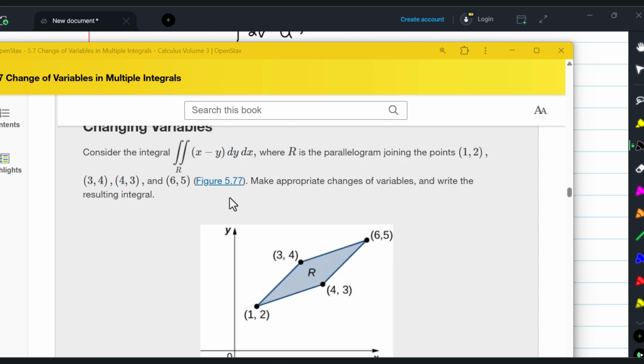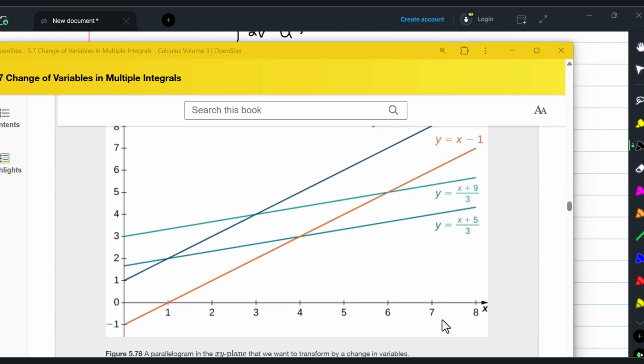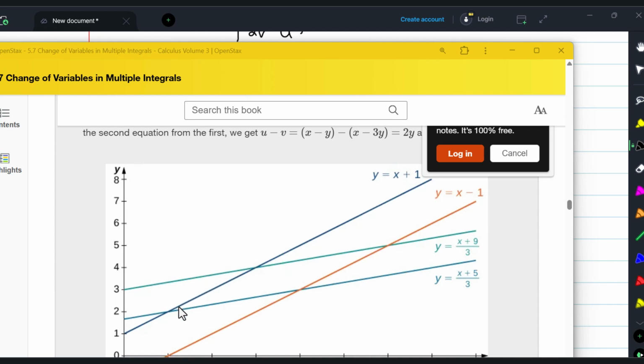The book is giving you an example here that's worth looking at about a strategy to look for a change of variables that makes this sort of diamond region easier to handle. They want to describe this diamond region or the boundary edges in terms of equations and hope they can find a pattern. You can find equations for lines that go through those two particular points.